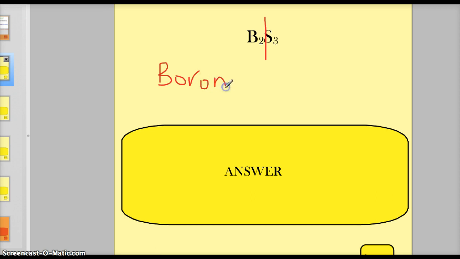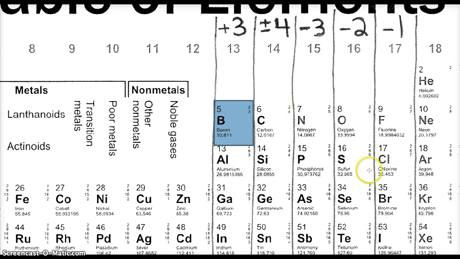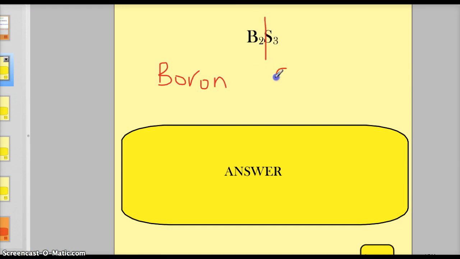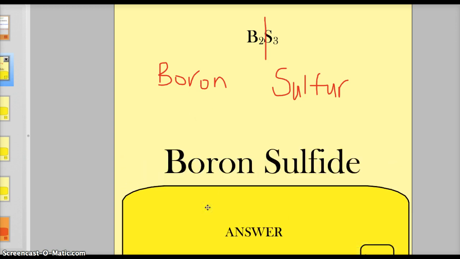Then S, I'm going back to my periodic table to find S. Here we go, it's right here. S stands for sulfur. So then we're going to put sulfur in. So boron and sulfur. But remember, this is not my answer. Sulfur, since it is one element, its ending will change to an IDE ending. So my final answer should be boron sulfide.